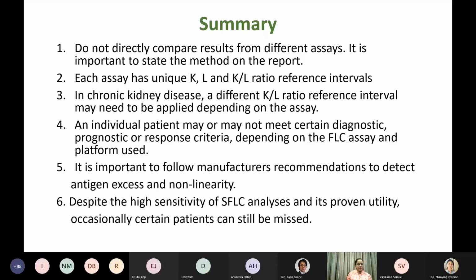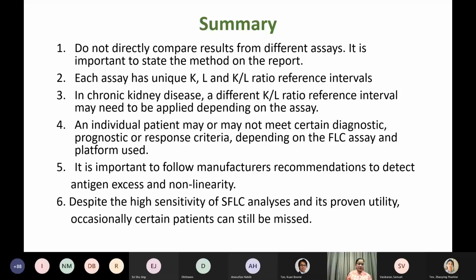That is mainly because current guidelines use serum free light chain cutoffs based on the free light assay. So further validations using other methods are required. It is important to follow manufacturers' recommendations to detect some of the analytical problems such as antigen excess and nonlinearity.